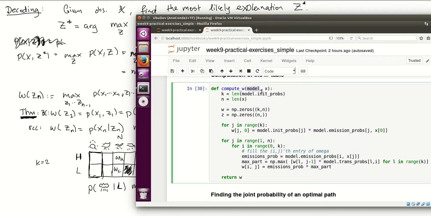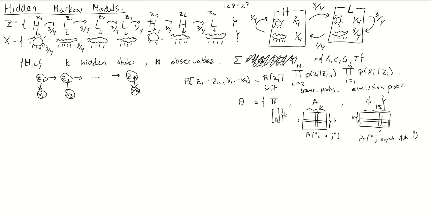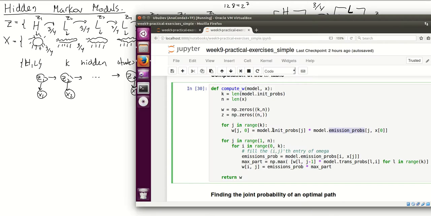So my model will contain the parameterization of my hidden Markov model. I'll have pi, A, and phi. Initial probabilities will be pi, emission probabilities will be phi, and transition probabilities will be A. So I'll get the model which encodes these, and I'll get my observations.